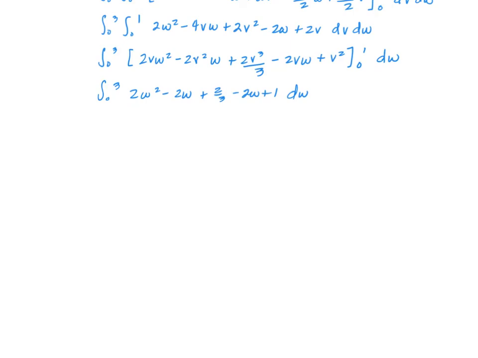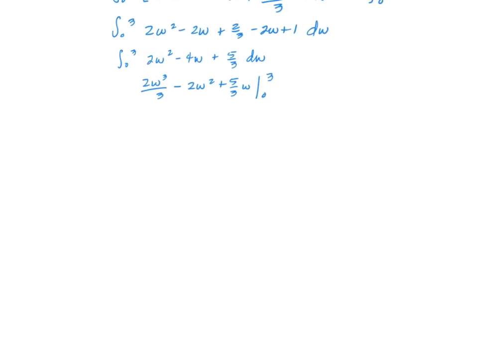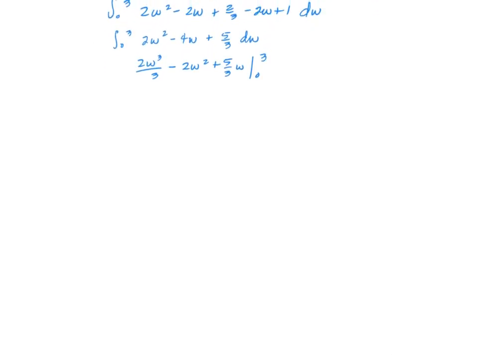I don't know why this doesn't stay. So 2w squared minus 4w plus 5/3 would be 2w to the third over 3 minus 4w squared over 2, so 2w squared plus 5/3 w. Finally, I'll just plug in 3 in my calculator. 3 cubed over 3 minus 2 times 9 plus 5/3 times 3, and then we get the 0. Is this just equal to 5?